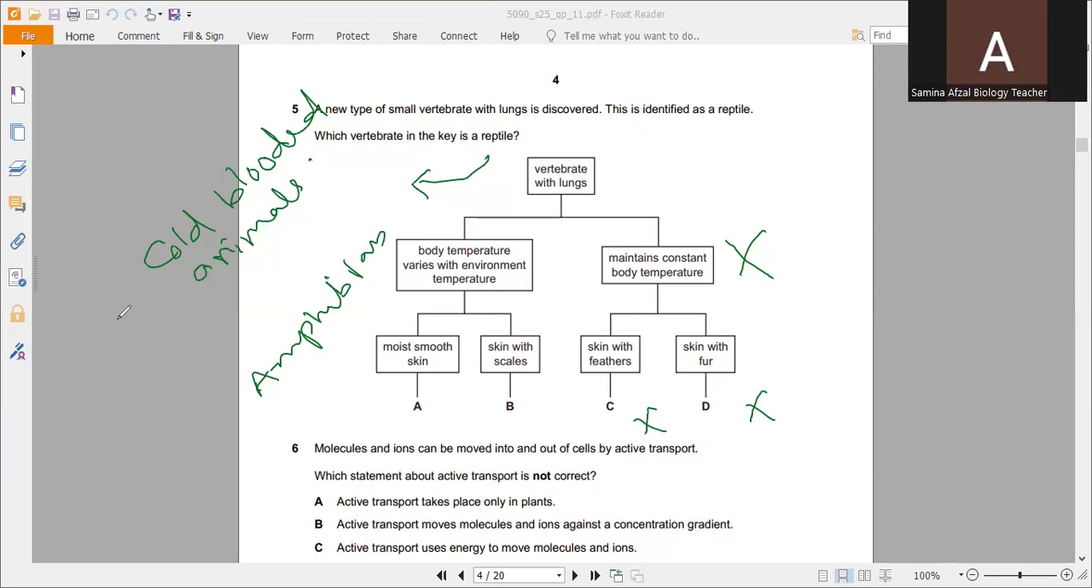No doubt their body temperature varies with the environmental temperature, but they have moist, smooth skin rather than scales. So skin with scales. So B is the correct option, because the features of reptiles are their dry, tough skin covered in scales or scutes. So B is the correct option.